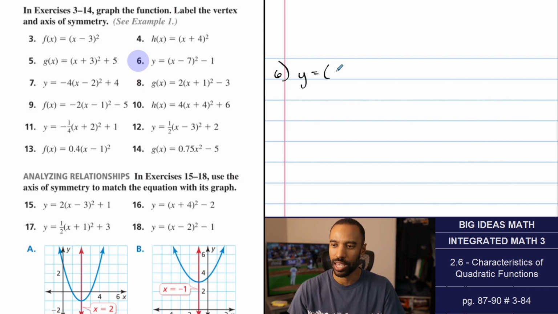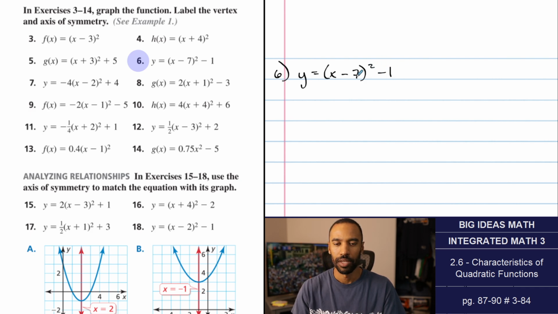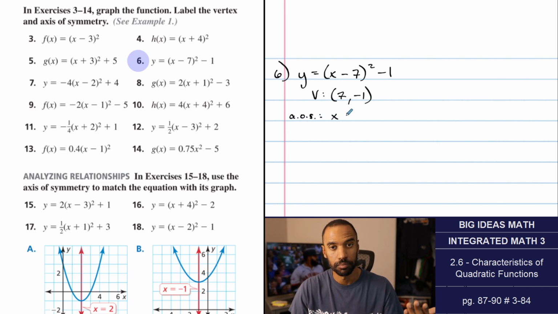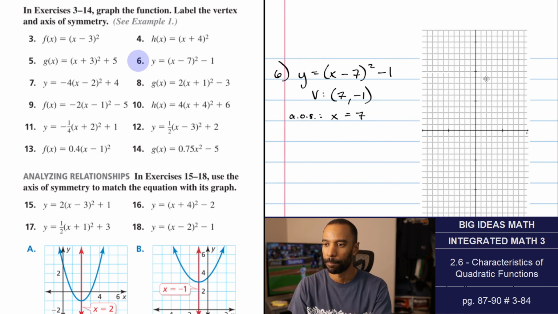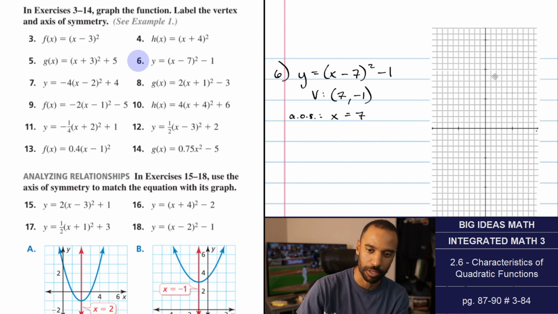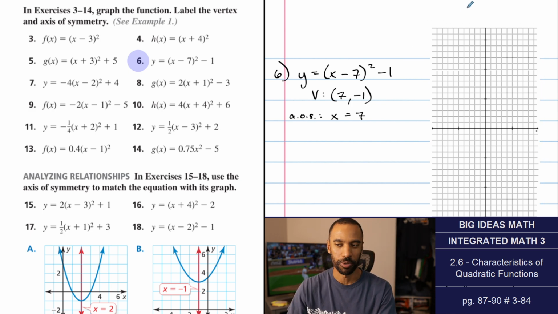Y equals, not function notation, x minus 7 quantity squared minus 1. This vertex will be at 7, negative 1. So surely we can fit the 16 this time. The axis of symmetry, x equals where? Yep, 7. I don't think I labeled the vertex on the previous problem. I apologize. I hope you can forgive me. I noted where it was. All right, 7, negative 1.